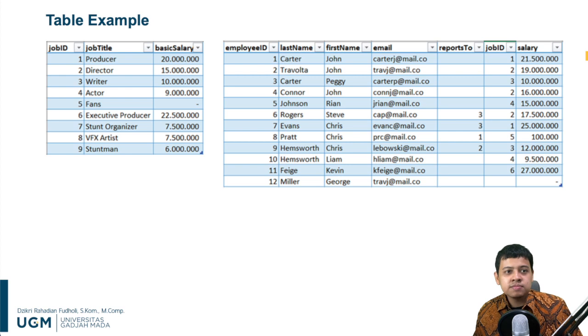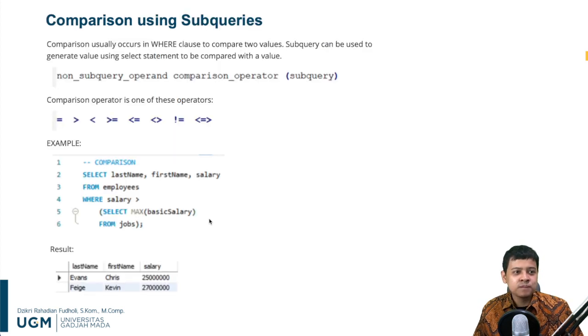Now, for the example, we have these two tables. We have job ID, job title, and basic salary. This is from the job table. And then we have the employee table: employee ID, last name, first name, email, reports to, job ID, and then the salary itself. So we're going to talk about salary in this example.